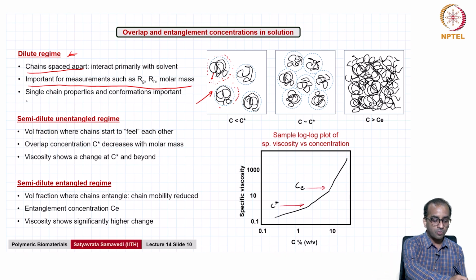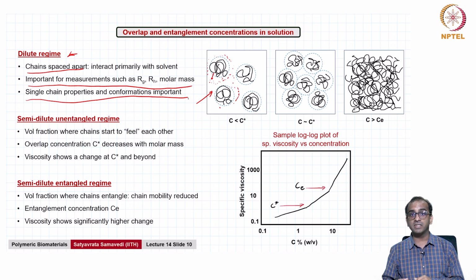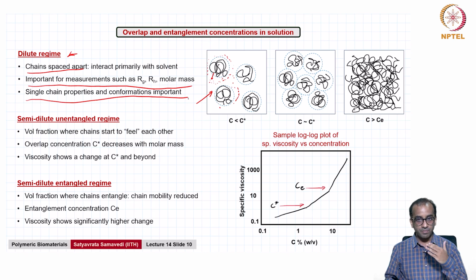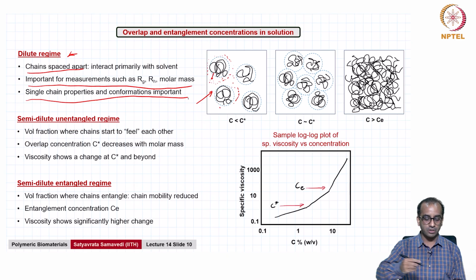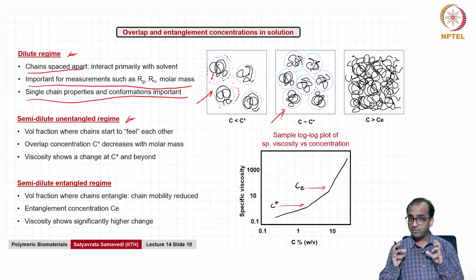Because single chain properties and conformations become important and you are largely looking at effects of chains without getting effects from chain-chain interactions. Now you keep increasing the polymer volume fraction in solution, you will end up with something called a semi-dilute unentangled regime, where now the chains are close enough that they start to feel each other. So one chain, although it's not interacting with another chain, they start to overlap with each other. They are not entangled, but they start to overlap.